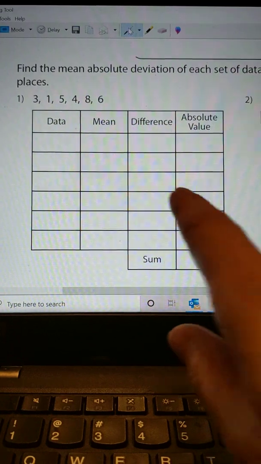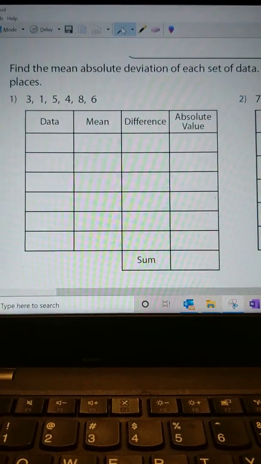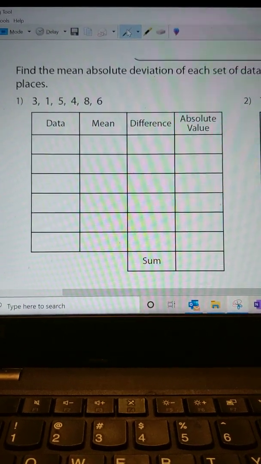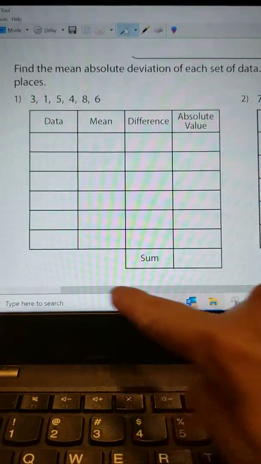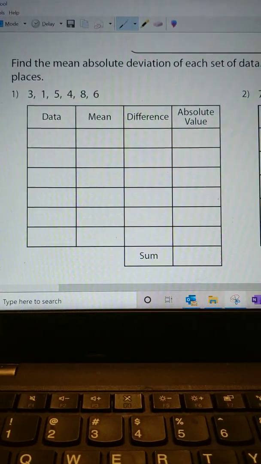But for today, you need to learn how to find the mean absolute deviation of a set of data. It's really easy. You will need a calculator to help you do this, and we're going to use this fancy chart that we have that'll help you organize what we're going to do here.